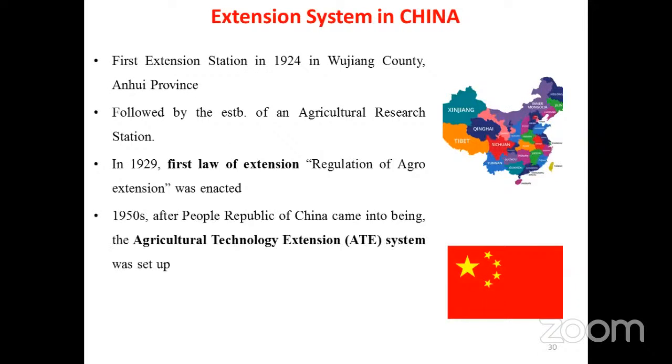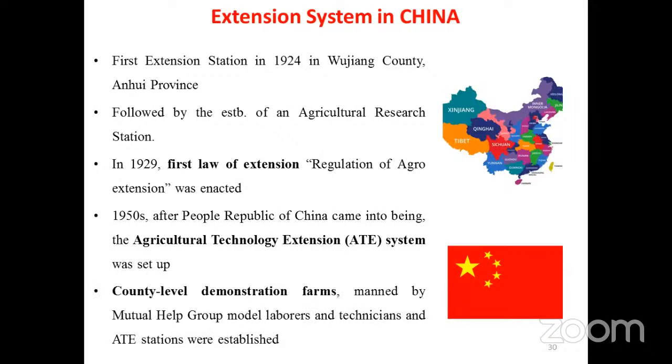Now moving on to China, again a huge country, and it's a communist country. So again, everything the state decides mostly. As early as 1924, the first extension station was started in China. Then they had the first law on extension in 1929. The same year we had ICAR established. Then this thing you can remember, they have this agricultural technology extension system, which came after the independence of the People's Republic of China.